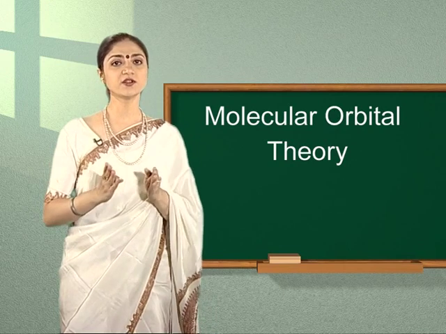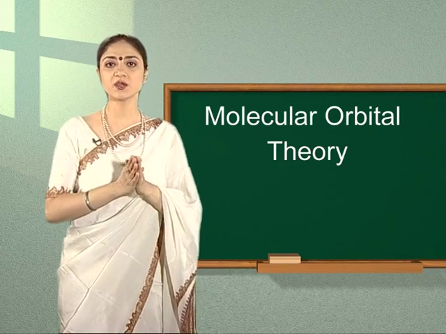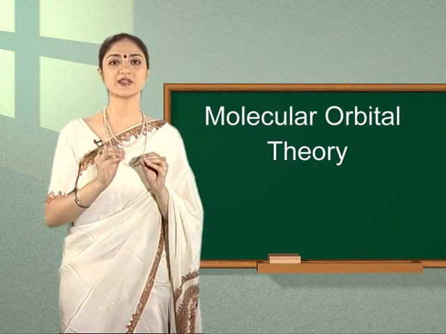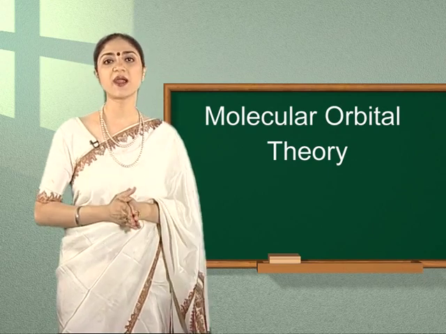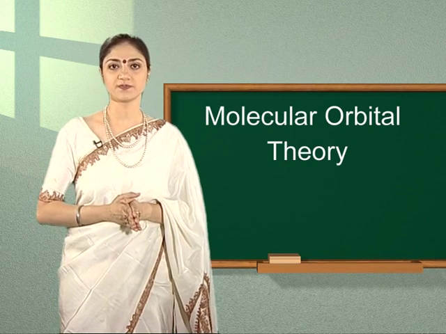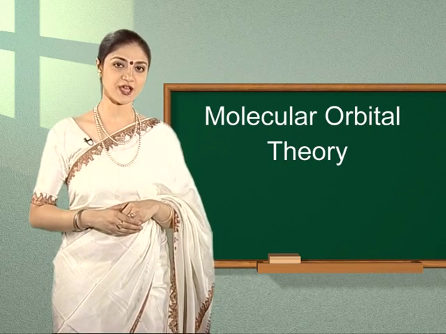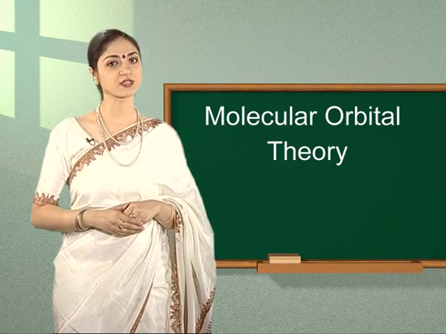With the help of energy level diagrams, we can conclude that oxygen molecule has two unpaired electrons, so it is paramagnetic in nature. Students, I hope that you all have cleared your doubts related to molecular orbital theory.